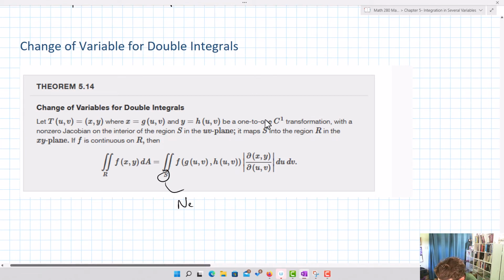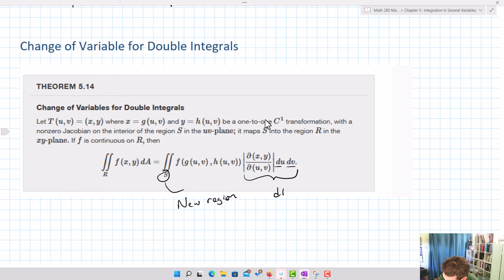We had been calling it D, but that's our new region. We have our new variables du dv, and this whole thing, that's our new dA. That's dA under du dv, under u and v. And that is the double integral over S of f of g of uv, h of uv, times the Jacobian times du dv. And that's actually how we find the double integral.